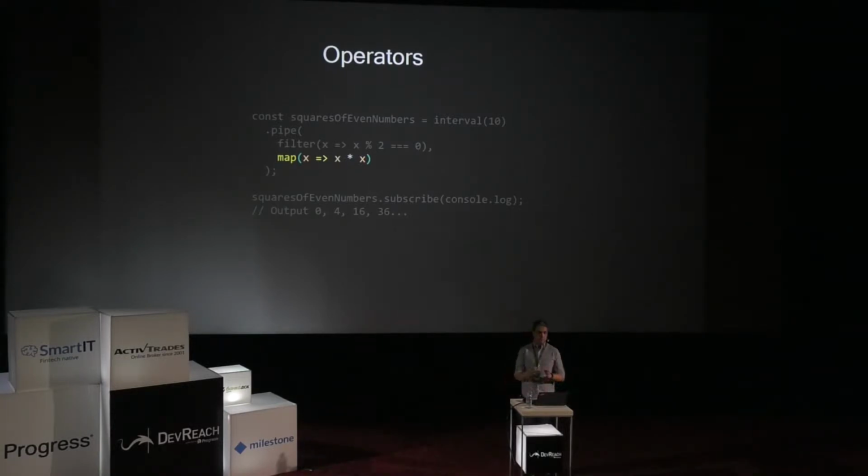The next operator, which is very commonly used, is map. Map will do a simple projection on our data. It will take an item which is emitted by the observable, and it will do some transformation. In our case, it will just square it. And the pipe operator is the most important one, which basically chains the two higher-order functions together in order to create a single transformer which we can use.